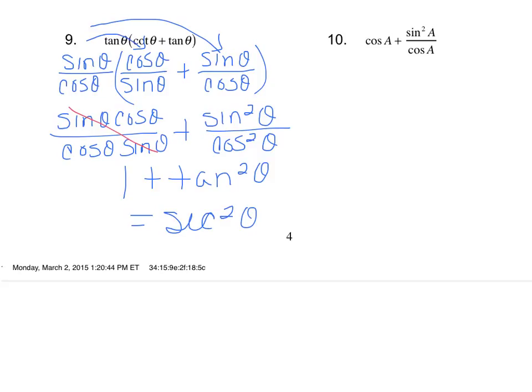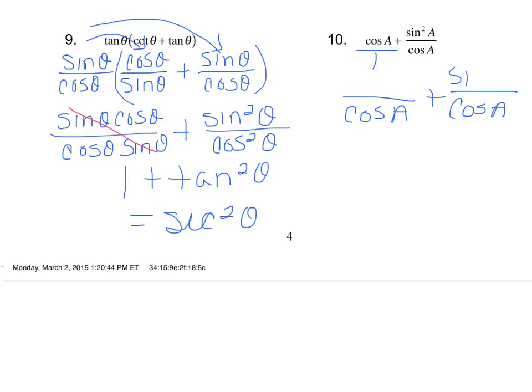All right, let's do number 10, our last one today. Cosine of A plus sine squared of A over cosine of A. All right, I don't have any multiplying going on here. I don't have any identities. I have a fraction plus a whole number, so I'm going to make cosine of A a fraction by putting it over 1. I'm going to find a common denominator for 1 and cosine of A, and that's going to have to be cosine of A.